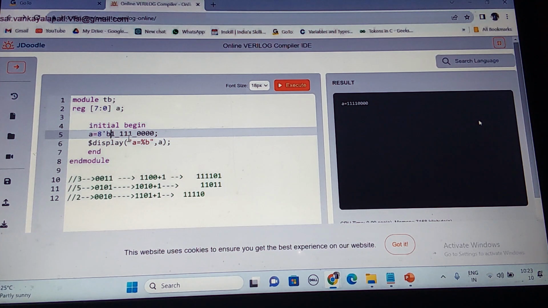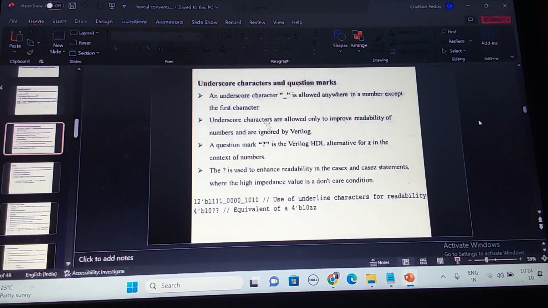Why does it accept the underscore? Suppose you have a very big number, a 32-bit or 16-bit number. You can't easily understand it, right? If I write a 16-bit or 32-bit number with all those zeros, can I easily understand it? No, right? So Verilog has the flexibility to allow underscores. If I write it with underscores, you will easily understand. Underscore characters are allowed only to improve the readability of the number and are ignored by Verilog.